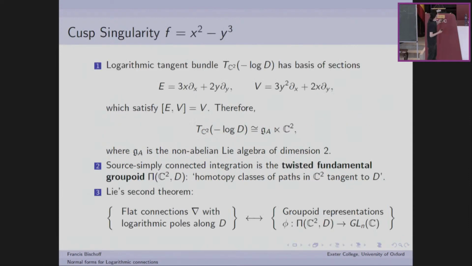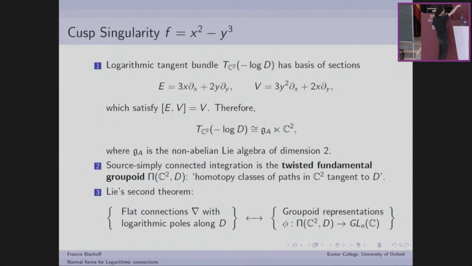Okay, so I want to go back to this cusp singularity and look at its Lie algebroid in more detail. In this case, the log tangent bundle is an action algebroid. I mean, this is a non-abelian Lie algebra. There's a unique one in 2 dimensions, and so this is acting on C2.